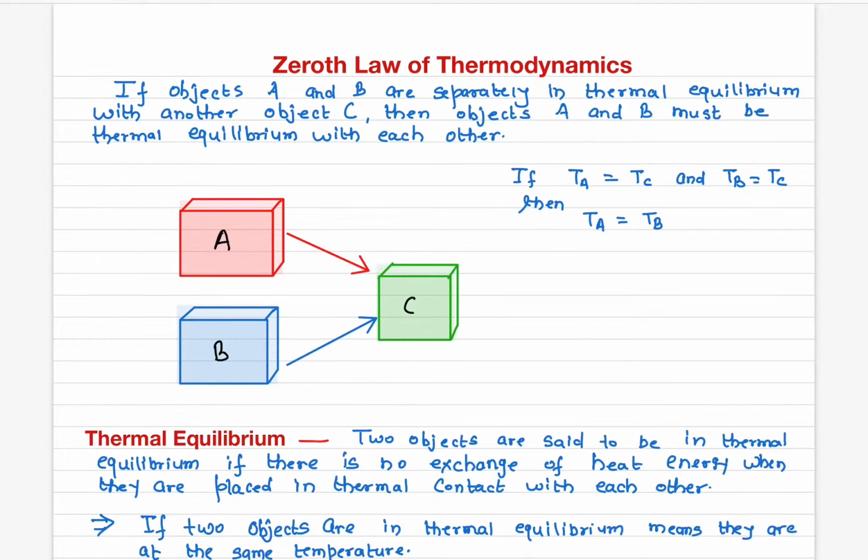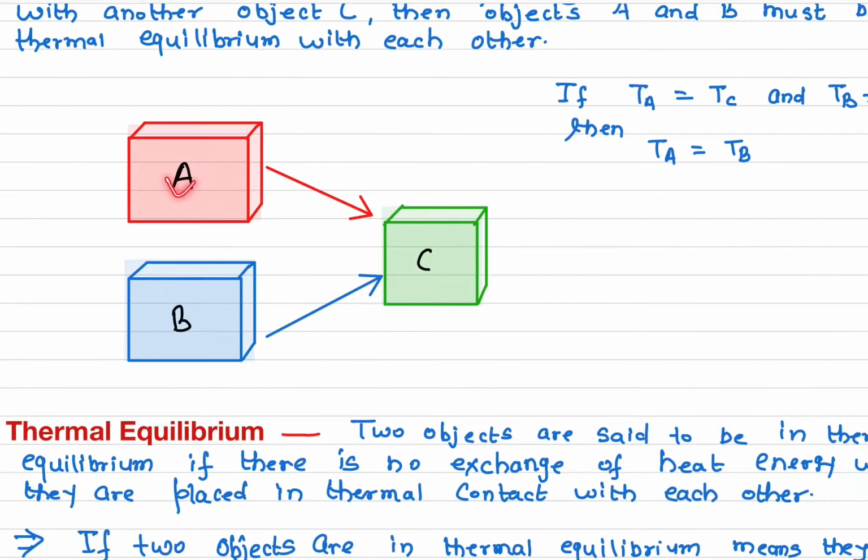Okay, so coming back again, A and C are in thermal equilibrium. B and C are also in thermal equilibrium. Then the zeroth law of thermodynamics tells you that A and B must be in thermal equilibrium.